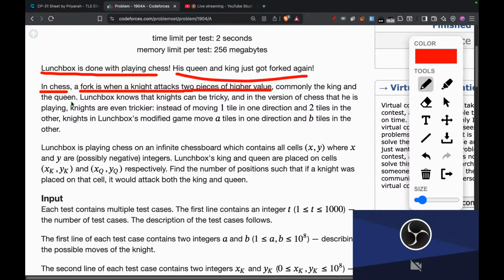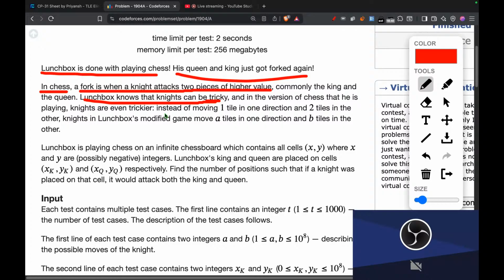In chess, a fork is when a knight attacks two pieces of higher value, commonly the king and queen. मतलब like let's suppose the knight is horse, so fork means when a knight attacks, like horse attacks king and queen, then we call it fork. Lunchbox knows that knights can be tricky.